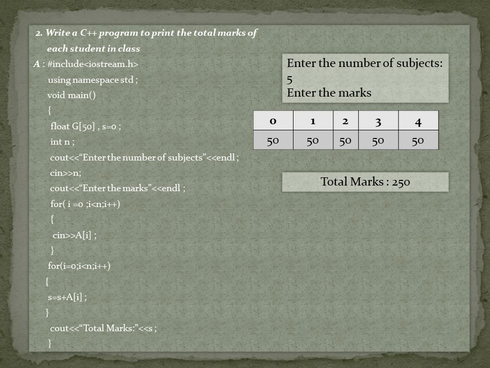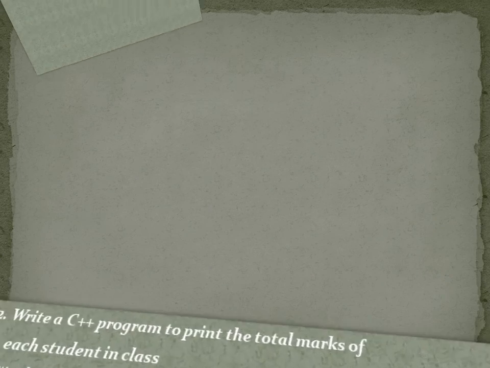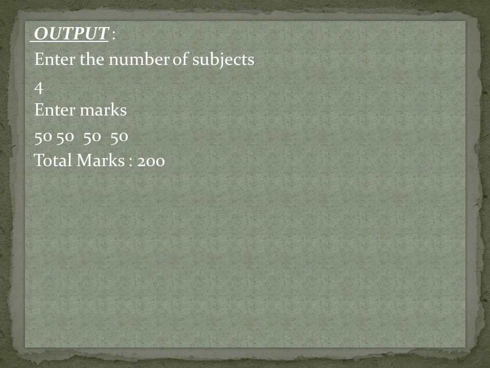Now after the loop gets terminated, we print the total marks. This is the output of the program. I entered the number of subjects; here I've entered the number 4, and I've entered the marks. All of the marks are 50 at each index, and the total marks calculated is 200.